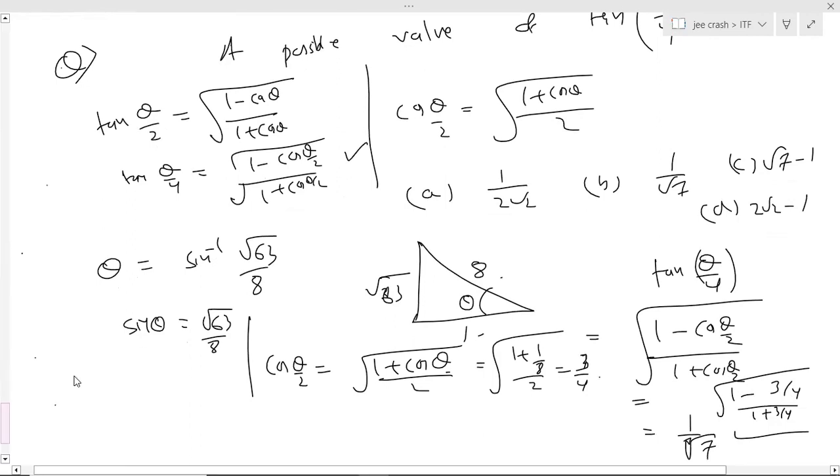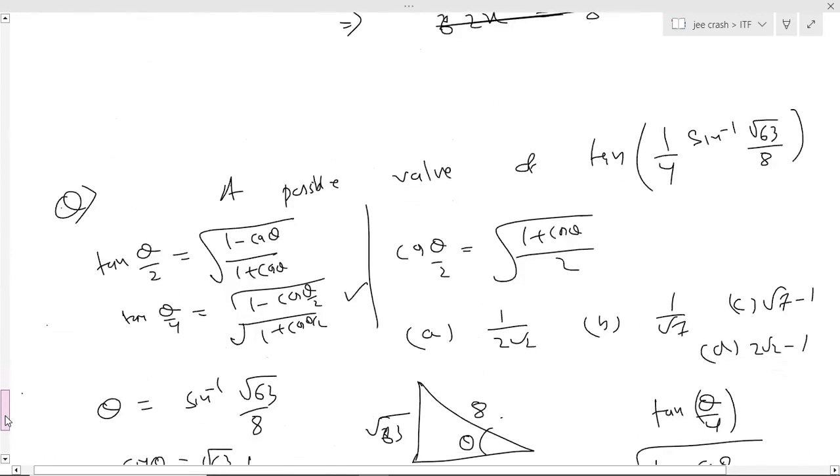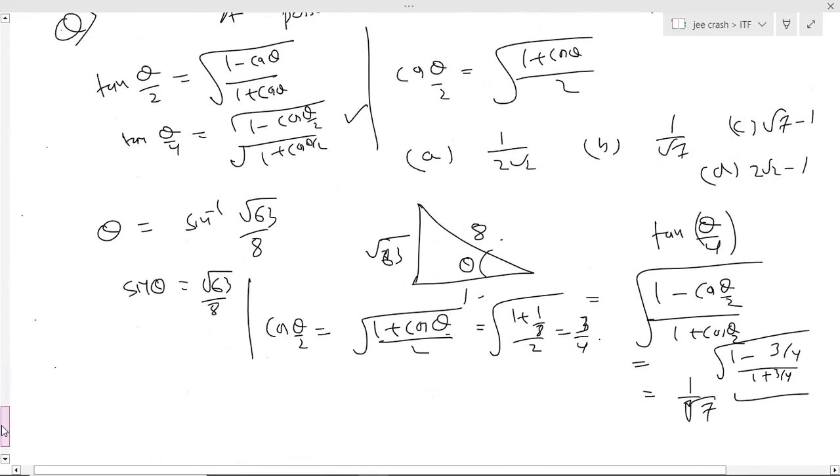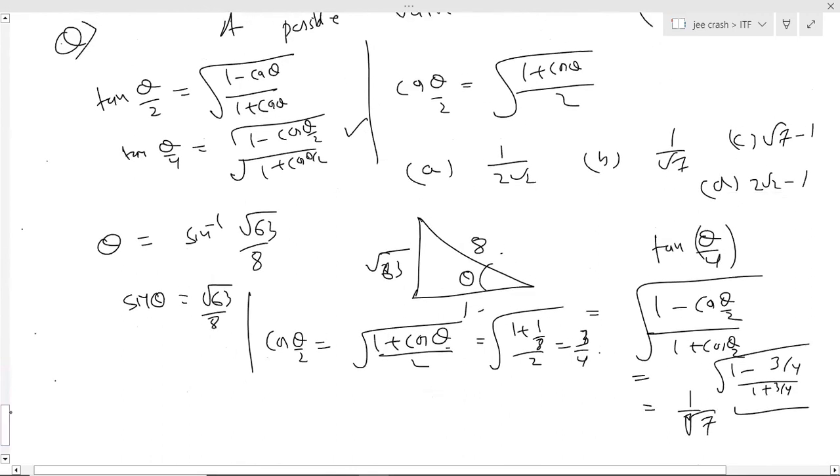No, Marita, please check. There must be some calculation mistake. The answer is 1 upon root 7. Is it clear, Marita?